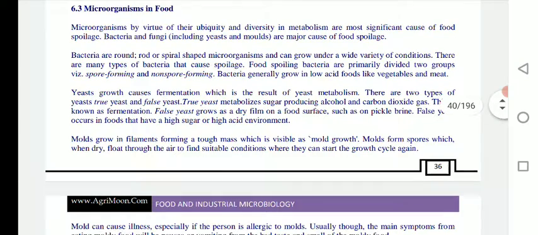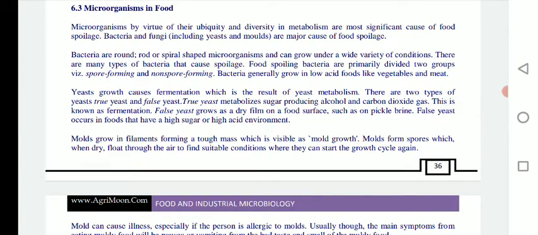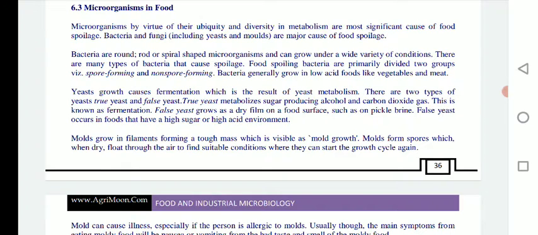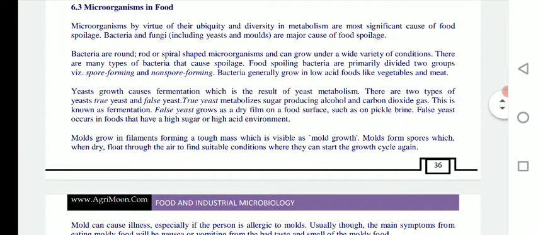So, as far as microorganisms in food are concerned, microorganisms by virtue of their ubiquity and diversity in metabolism are the most significant cause of food spoilage. So we know that microbes are ubiquitous; they are present everywhere.